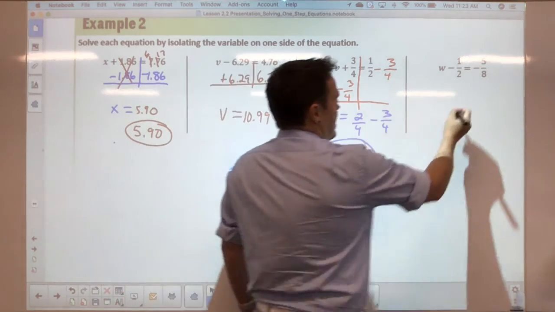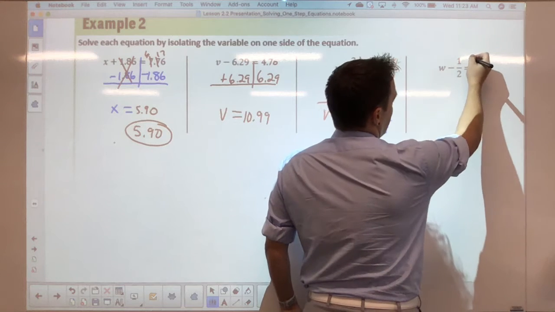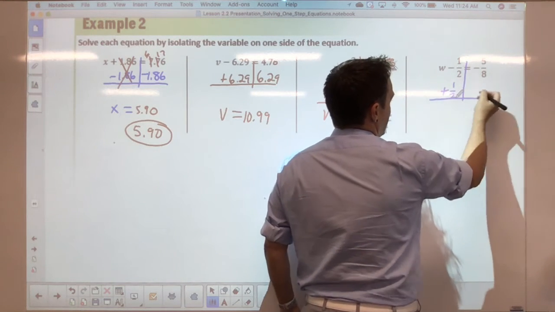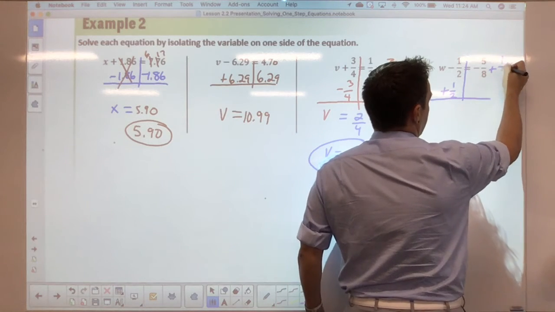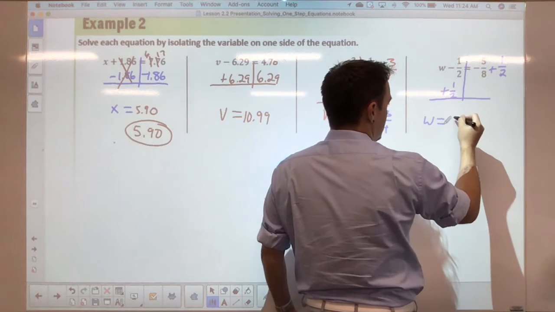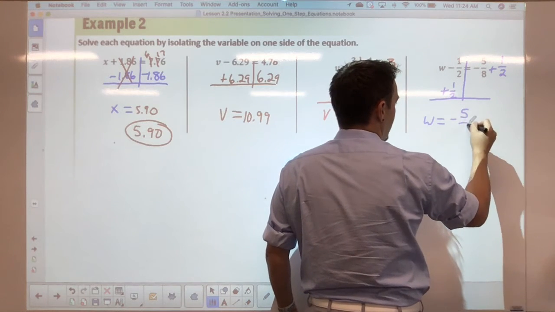Okay, this one right here, this is a negative 1/2, all right? So we're gonna add 1/2 to both sides. So you add 1/2 over here as well, okay? And then you drop this down, that's just W, negative 5/8.